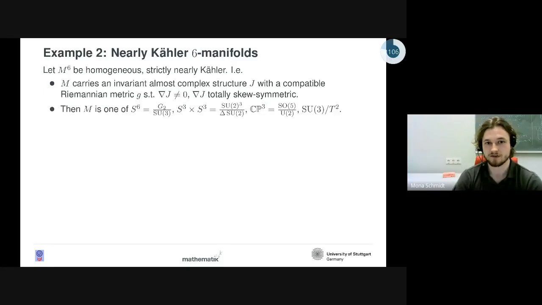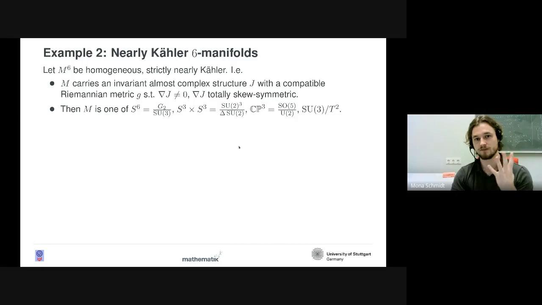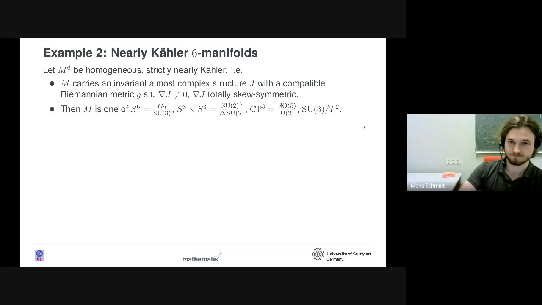And we have a list of these homogeneous, strictly nearly Kähler manifolds in dimension 6. There are exactly 4 possible spaces. First one is the 6-sphere with a round metric, which we can write as a quotient of G2 over SU3. The second one is a nearly Kähler S3 cross S3. Third one is nearly Kähler CP3. And the fourth one is a flag manifold SU3 over T2. And they all carry the standard metric.